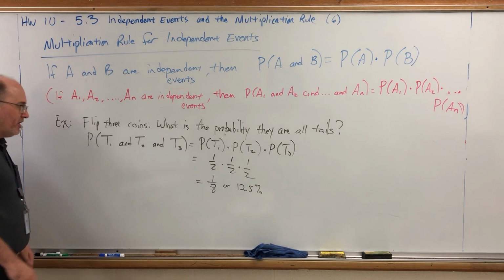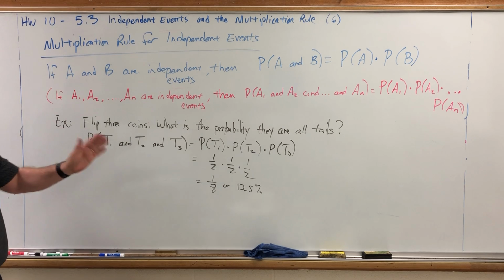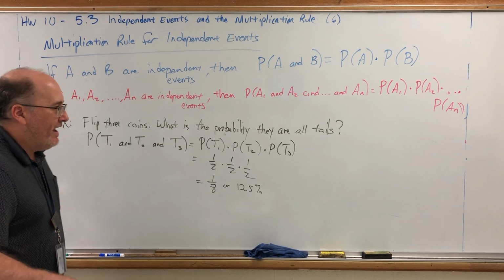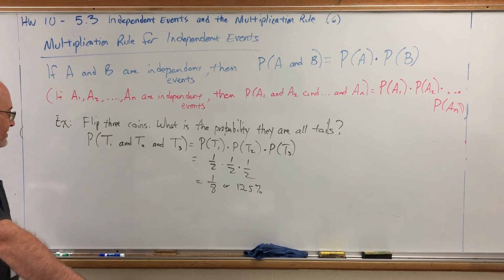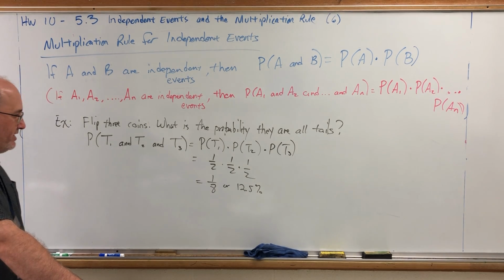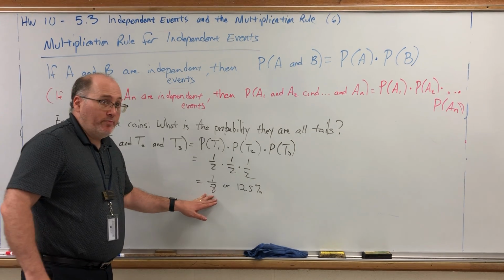So anytime you're conducting an experiment that has multiple steps back to back to back, and those steps are independent, then you can just multiply all of the individual events' probabilities to get their collective joint probability.